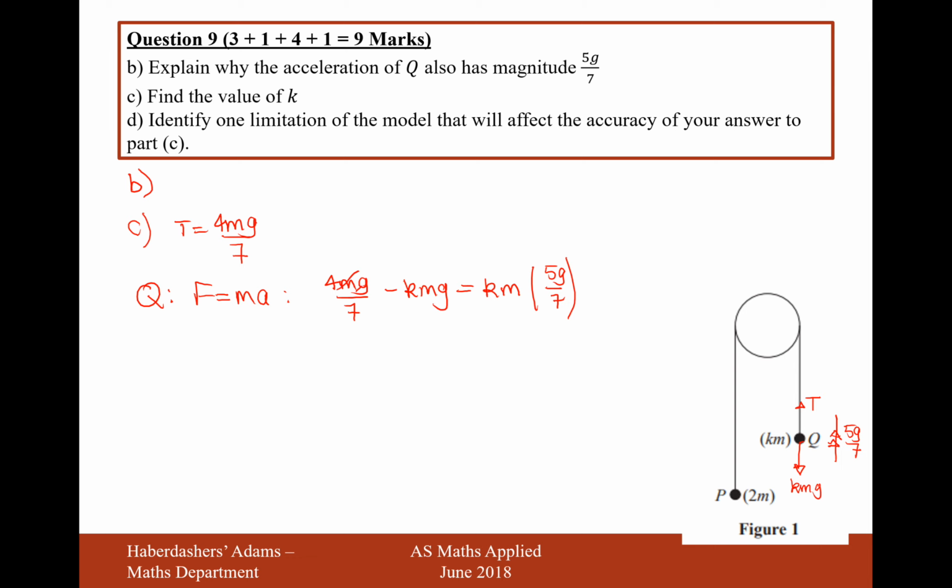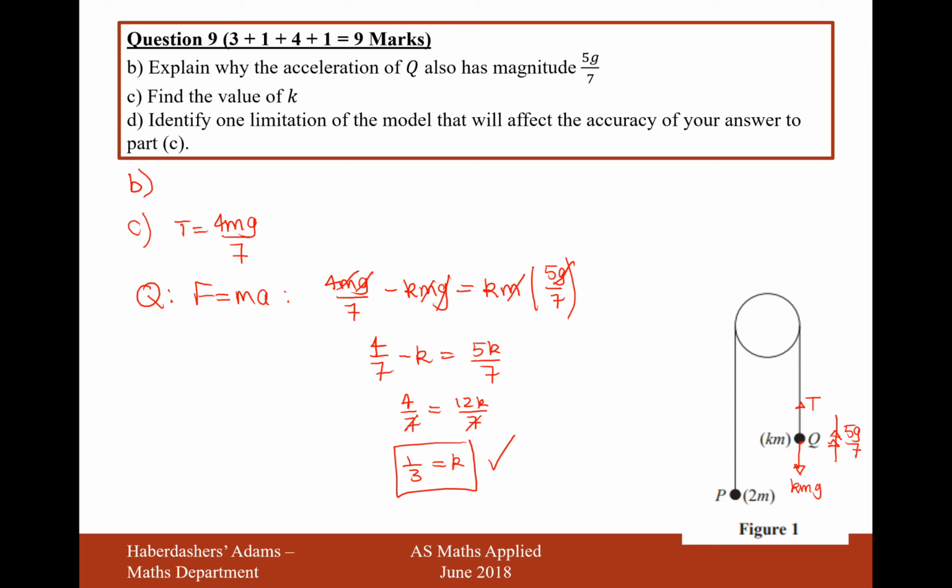Okay, so let's now start moving stuff onto the side. The first thing I'll do is cancel out the m's and the g's from all of this. So let's simplify this to 4/7 minus k equals 5k/7. Let's now add the k onto the other side. So it's going to be 4/7 equals 12k/7. And then let's times by 7 on both sides and divide by 12. So k is going to equal 1/3, or 4/12. So there we are, that's the answer for part C.